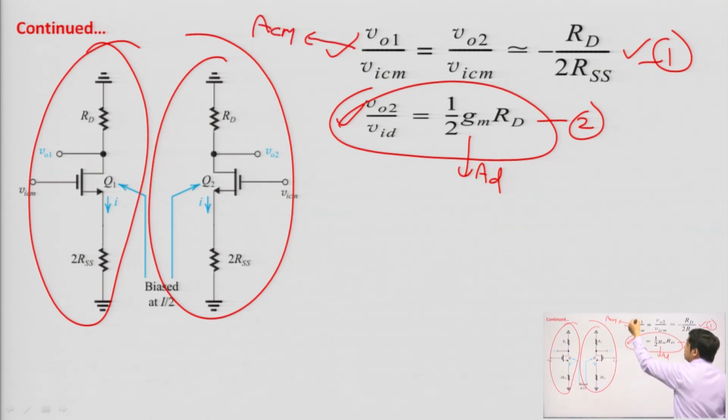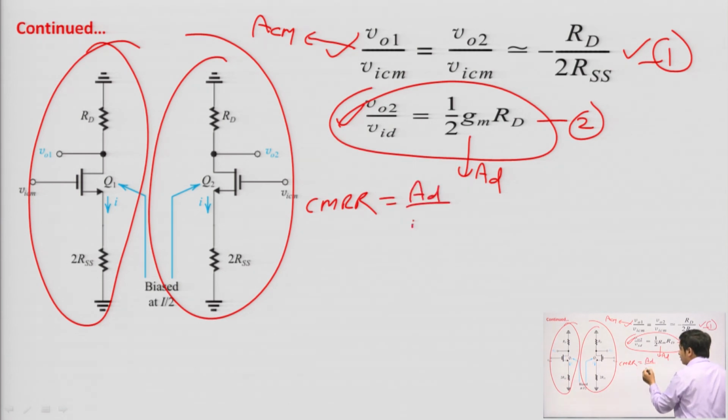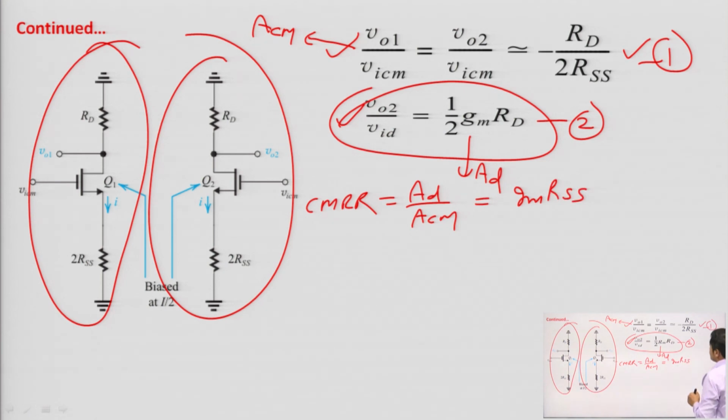What is common mode gain? Output voltage upon input common mode signal, that is your common mode gain. So, from here we can calculate the value of CMRR, common mode rejection ratio, that is AD upon ACM. If we calculate AD upon ACM from equation 1 and equation 2, we will get GM into RSS, because RD by 2 will cancel out. So, the CMRR is GM into RSS.